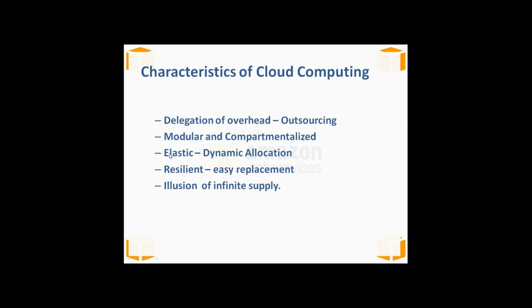Because of elastic, we're going to come across something called resilient. When I say resilient, it is like easy replacement. What I mean by easy replacement, as I was talking about dynamic allocation, is that you can easily add a resource, and you can easily remove a resource. That is what we say to be resilient.